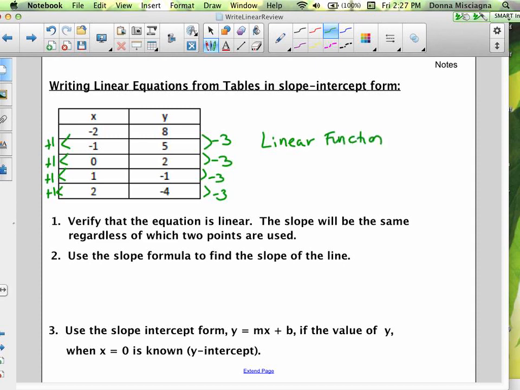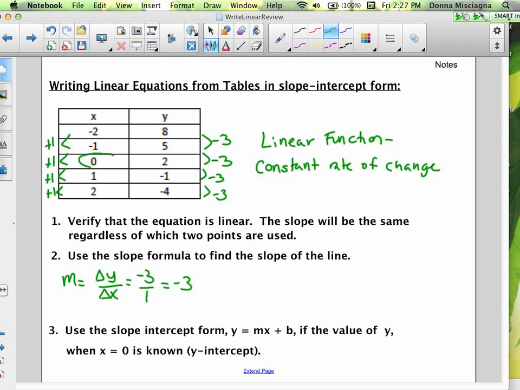And we know this is a linear function because there is a constant rate of change. Our slope, we can just take the change in y over the change in x. So that's going to be -3 divided by 1, or just -3.